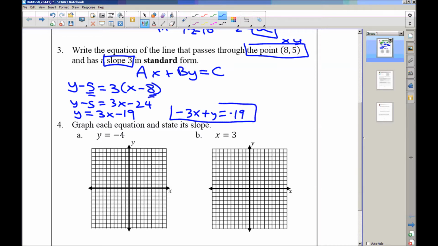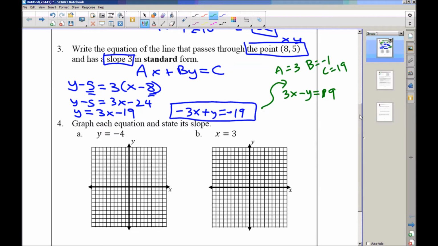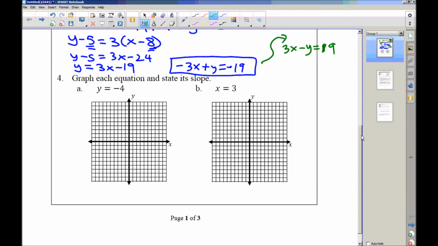Now this is fine with me for an answer, but usually as convention they like to have a positive value for the x. So if you're checking books or on a website, you'll probably see this instead. Just flipping all the signs around and making it positive 3x minus 1y equals 19. So remember, our a, b, and c in this case could be: a is 3, b is negative 1, and c is 19. Number 4, graph each equation and state its slope.